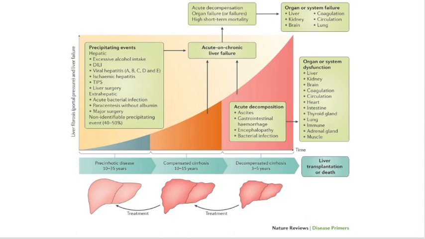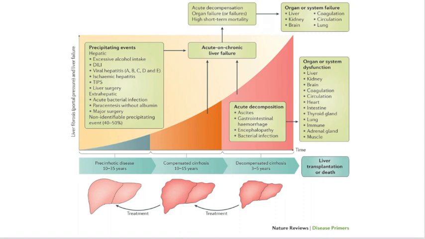So with acute liver failure, just be aware that we can then progress to cirrhosis if we continue to have problems. When we look at liver fibrosis and liver failure, precipitating events are all listed here. Pre-cirrhotic disease is about 10 to 35 years out. Then we get into compensated cirrhosis for about 10 to 15 years.